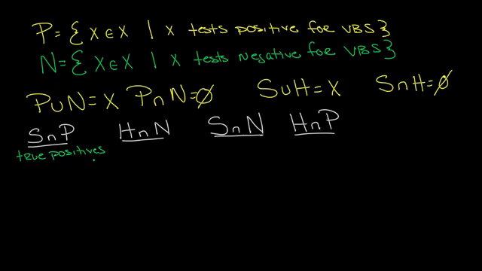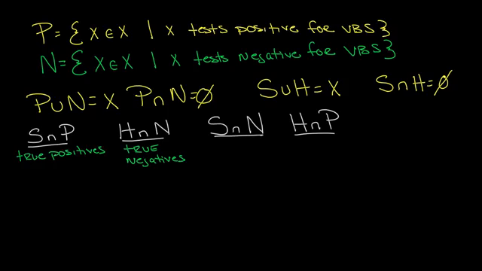The second set here, H intersect N. That means you don't have VBS because you're an H, you're healthy, at least as regards this disease, and you're an N, which means you test negative. These are true negatives. In some sense, these are the most fortunate. The very good news is you don't have the disease, and the somewhat good news is the test told you, so you don't have to worry.